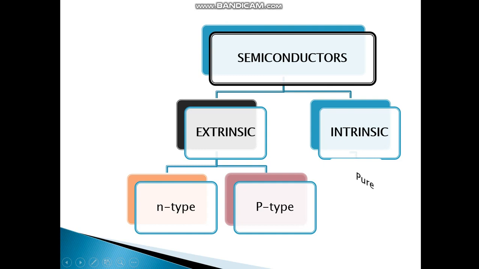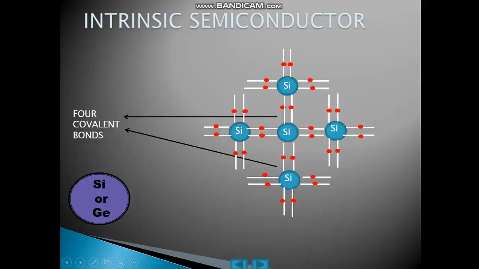Semiconductors are of two types, intrinsic and extrinsic semiconductors. Intrinsic is a pure semiconductor. Extrinsic is of two types, the N-type and the P-type. Intrinsic semiconductors: now you have the silicon crystal. The silicon has 4 valence electrons. It can either be silicon or germanium. It forms 4 covalent bonds with the neighboring silicon atoms. This is the intrinsic semiconductor.